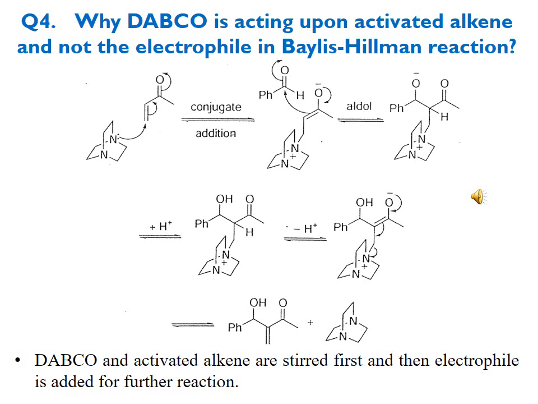When two such regions are present in the reaction, and the attacking reagent or catalyst can interact with both of them, there is a rule for how the reaction proceeds: we first add one reagent, and after getting its intermediate, we then add the second. In this case, DABCO and the activated alkene react first with each other to form the enolate ion, and then the second electrophile is added to that enolate ion for further progress of the reaction.